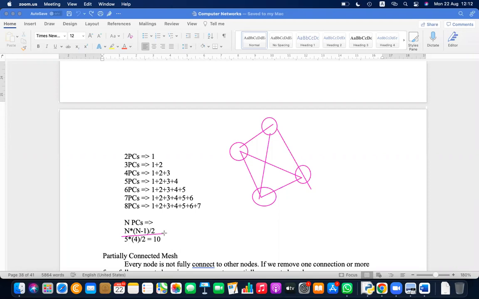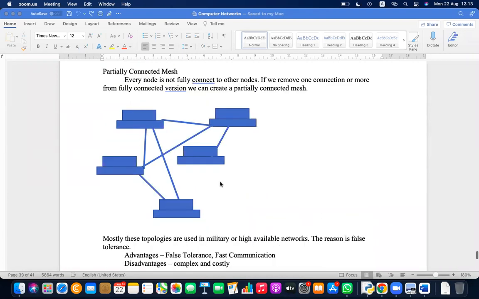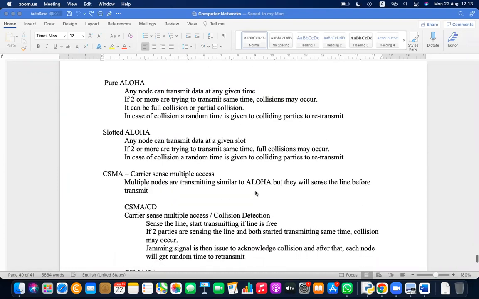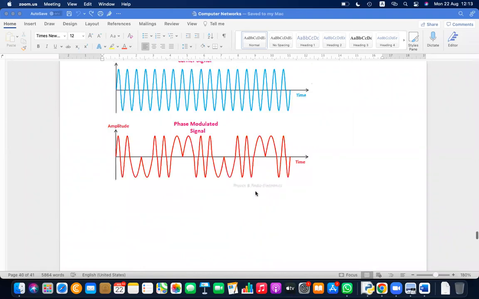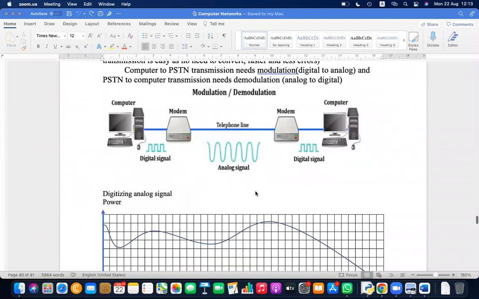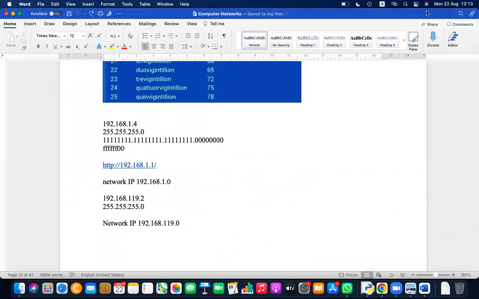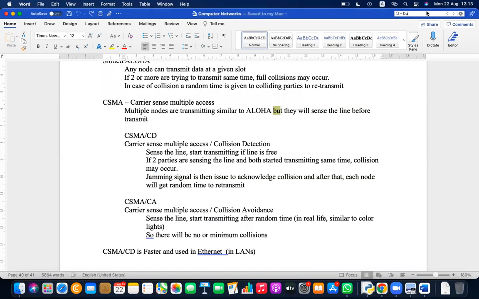Okay. Are you clear on this? Yes, sir. Okay. Then there is partially connected mesh. That means all the lines are not there, but some lines are there. So it's called partially connected mesh topology. And not only that, there are some other topologies. You can say bus topology, ring topology. Let me show that as well. These are also topologies.